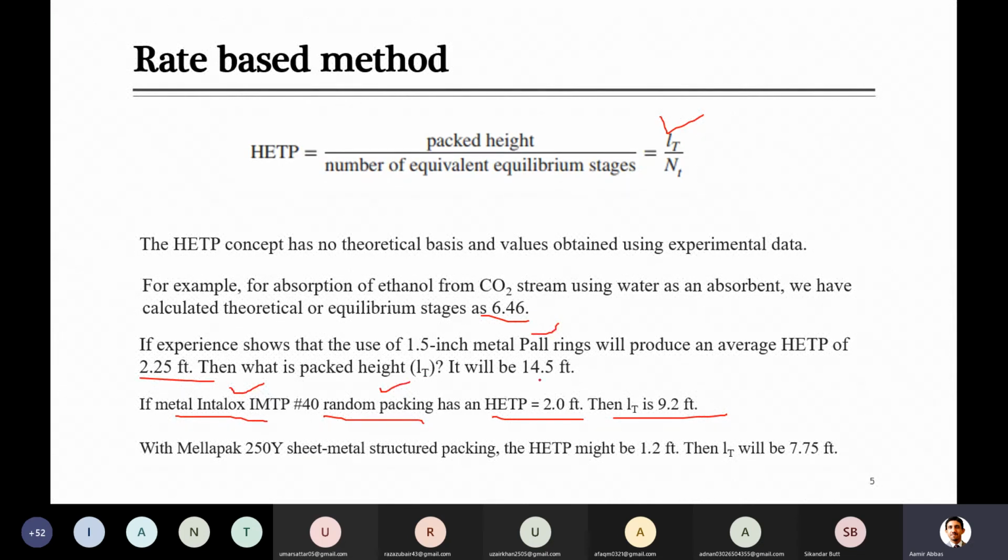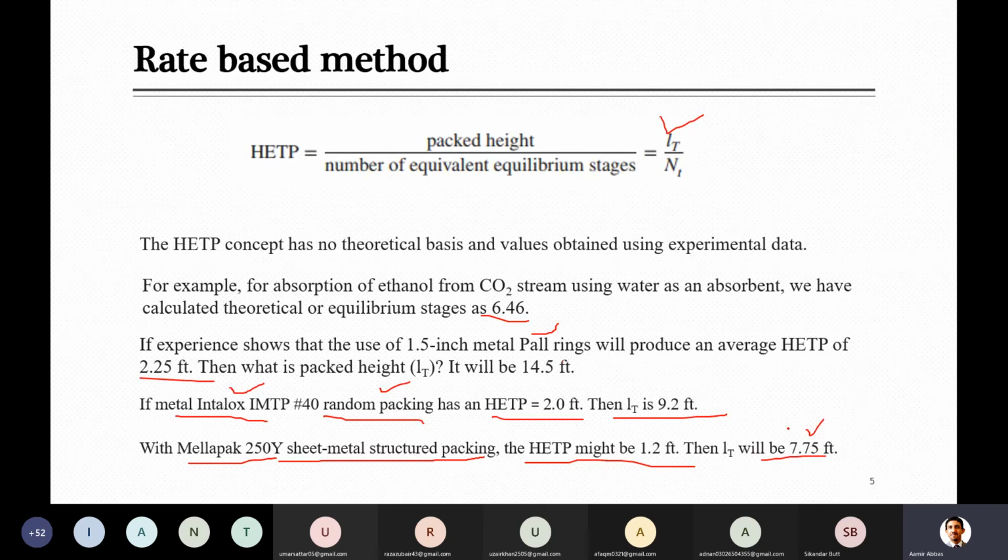And if you don't remember how random packings were classified and which were more efficient, at least inside those there was some classification: there were four generations, developed with the passage of time, and with time their efficiency improved. But the last one was definitely different. If you recall, structured packings were the best packings, and out of those he has selected Velopak 250Y. For this, the average HETP is only 1.2 feet. So when it is 1.2 feet, the height needed for this specific kind of separation is only 7.75 feet.